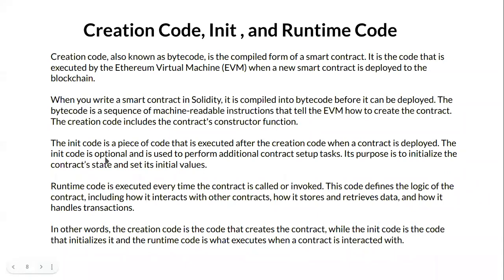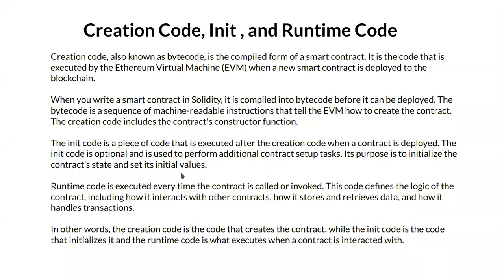So the init code is optional. There are some smart contracts that don't need a constructor function in them, so those don't have the init code. But if your contract has a function that initializes the state of your variables, the state of your smart contract, then it has the init code. So the init code is optional and is used to perform additional contract setup tasks. Its purpose is to initialize the contract state and set its initial values. So that is your init code.